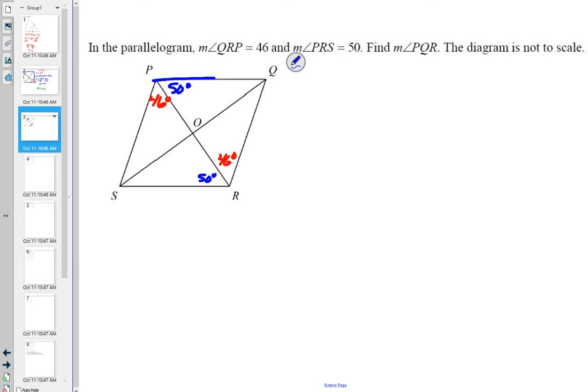So I want to know all this. All that there. And this diagram is not to scale. Any ideas? If I connect those two blue sides with a blue diagonal, what does that make? A triangle. I already know two angles of the triangle. One is 46 and one is 50. So how can I find the other one?